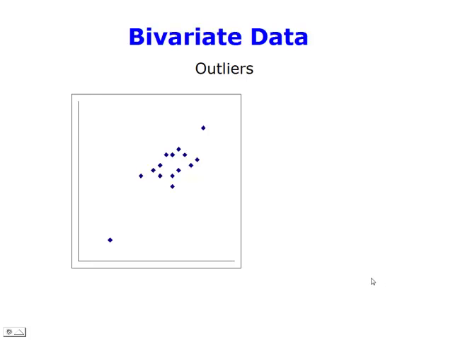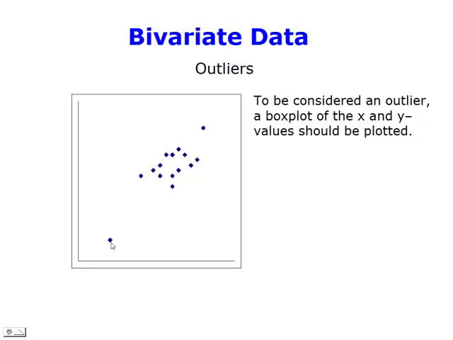Outliers. What we want to do is look at our scatter plot and determine if we have any outliers. You'll notice that we have, in general, the body of the scatter plot over in this direction, and then we have this one point. This one point would be considered an outlier. To be considered an outlier, a box plot of the x and y values should be plotted. You can see that this dot isn't really in the general area of the rest of the dots. So that would be considered an outlier.